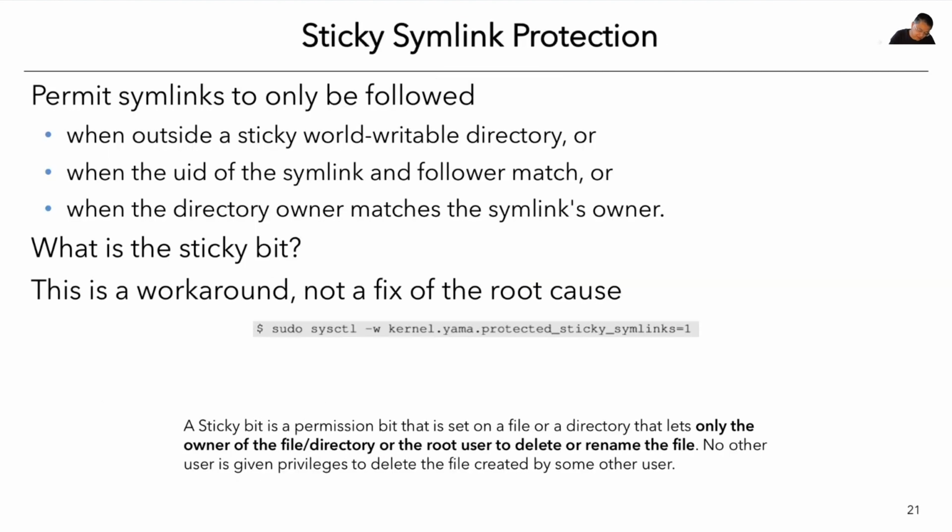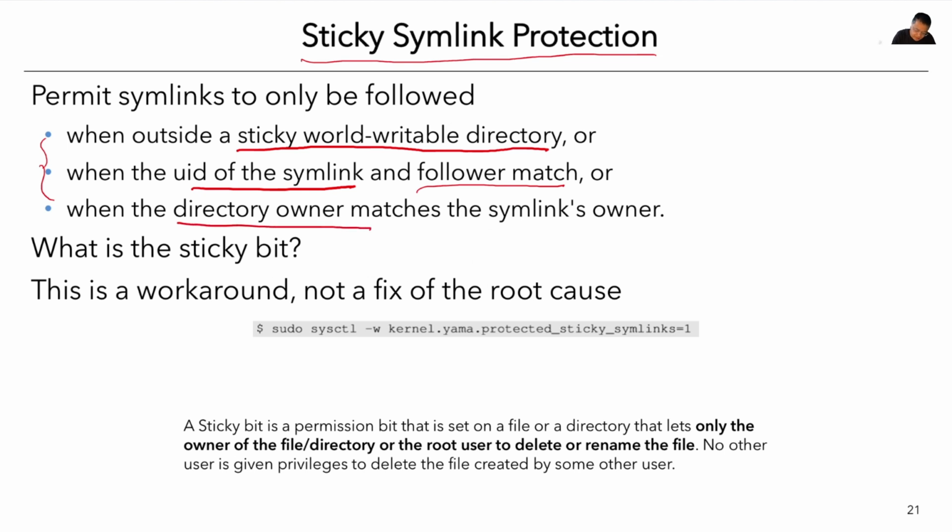The last protection is the sticky symbolic link protection. We can permit symbolic links to be followed only under these three conditions: when outside a sticky world-writable directory, or when the UID of the symlink and the follower match, or when the directory owner matches the symlink's owner. This kind of protection is very ad hoc. It tries to address a specific problem, so it's not a very effective defense against other cases. We're going to talk about this in a little more detail in the next slide.